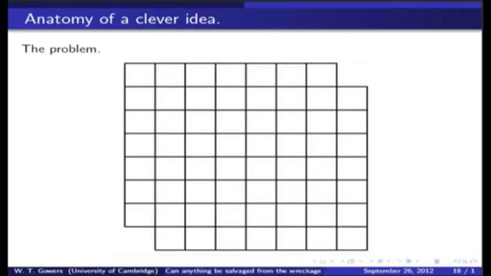You have an 8 by 8 grid of squares, and you remove two opposite corners. And the question is, can you cover it with dominoes? Each domino covers two adjacent squares. Dominoes are not allowed to overlap, and you've got to cover every single square. Can you do it?